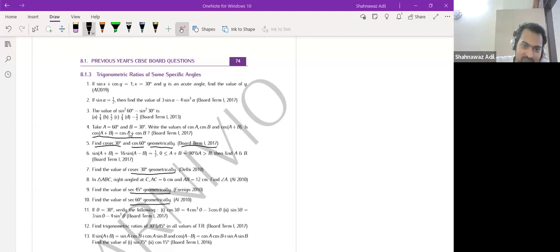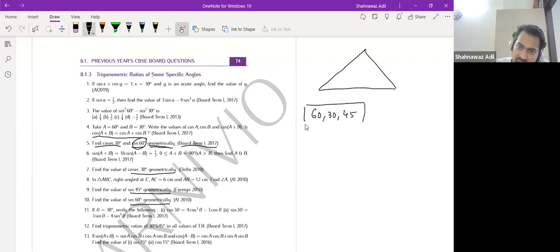So what is the meaning of geometrically? Geometrically means that we have to draw some triangle, right? And geometrically find out the value of all the trigonometric ratios. The idea is that they will ask you only about 60, 30, and 45. These will be the three angles that they will ask.